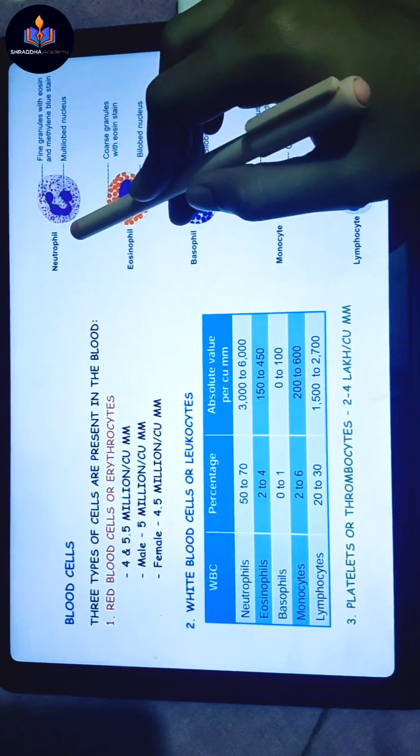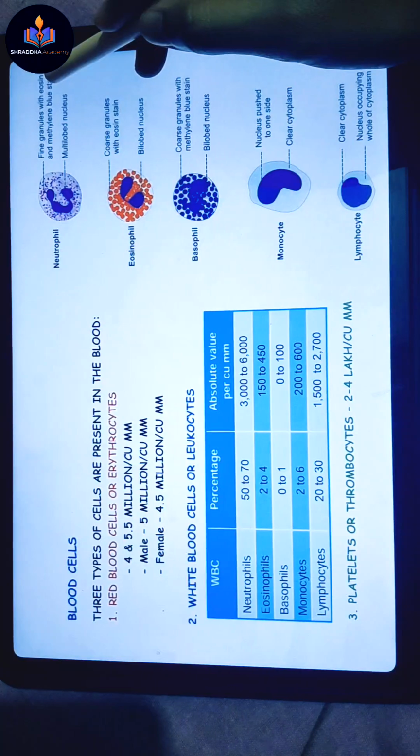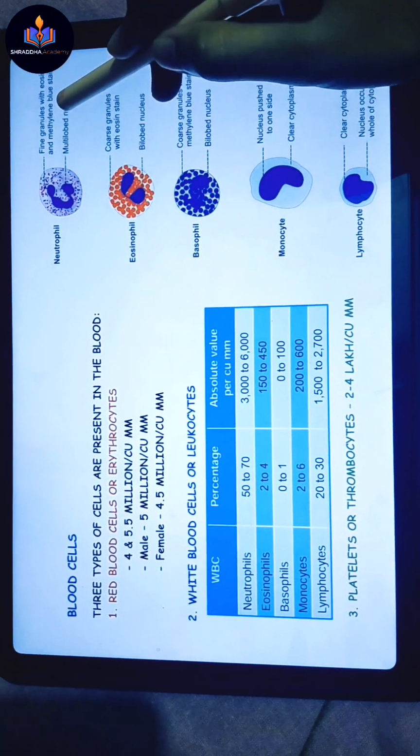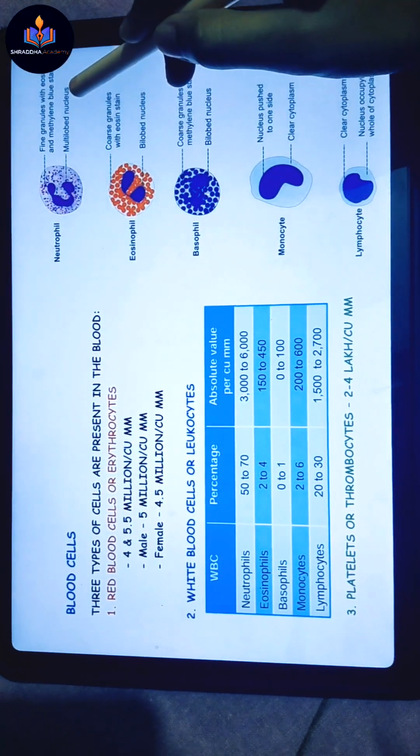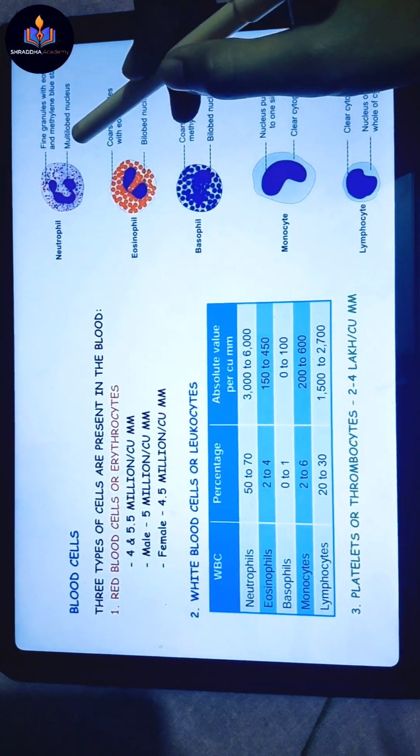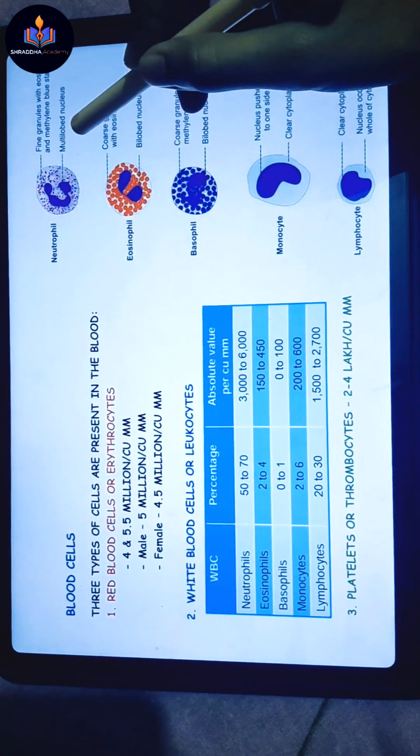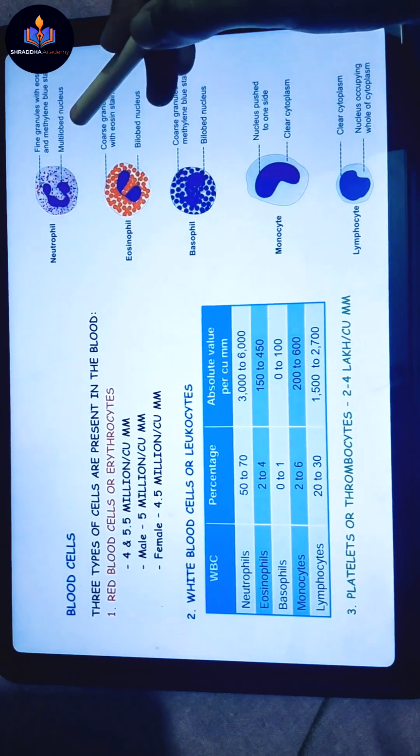Here, talking about the neutrophil, there are fine granules with eosin and methylene blue stain. A multi-lobed nucleus is present, as you can see in the microscope, for the RBC count, okay, DLC count, the practical examination.